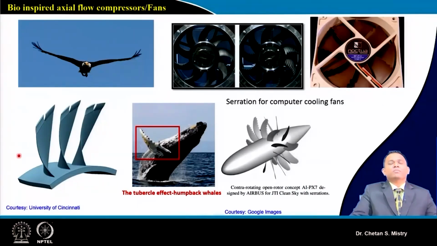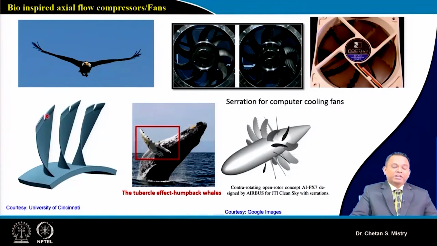There are some more configurations that people are exploring, based on bio-inspired compressor and fan blades. Here, if you look at this eagle, at the tip region there are feathers arranged that help them minimize the drag. The same logic has been applied at University of Cincinnati for the development of a compressor rotor blade.